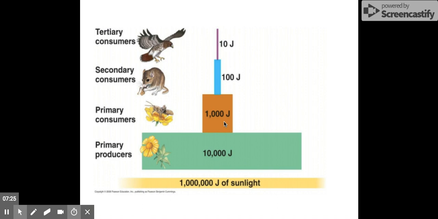Then the secondary consumers get 10% of that, which is 100 joules. The tertiary consumers get 10% of that, which is only 10 joules. And so if there was a fourth level consumer in there, they'd have only 10% of 10 joules, which would be just 1 joule. So this is why there are fewer species at the top of the food chain than at the bottom, and also why there are limited numbers of trophic levels. There just would not be enough energy to allow those organisms to survive.